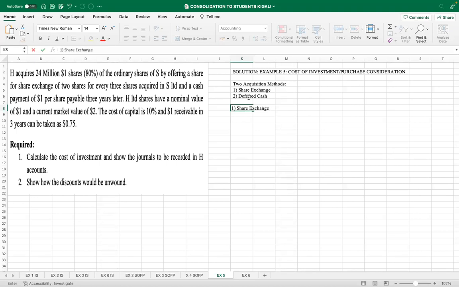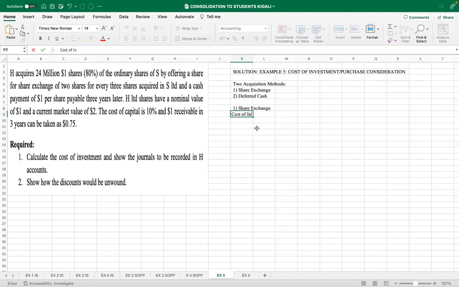H acquired 24 million shares. I believe that is clear there. And the value is 80%. So which means these 24 million shares of the value of $1 each is equivalent to 80% of the ordinary shares of S, by offering a share for share exchange of 2 shares for every 3 shares acquired in S.